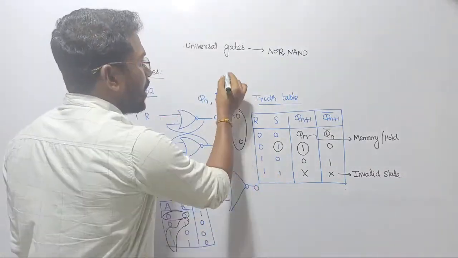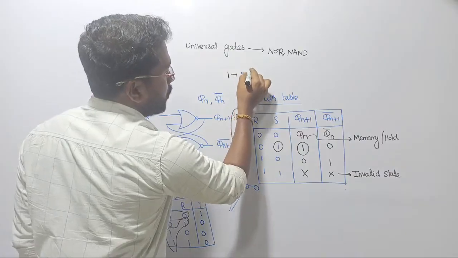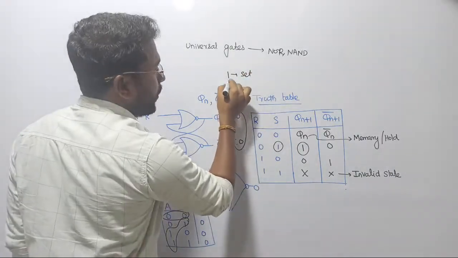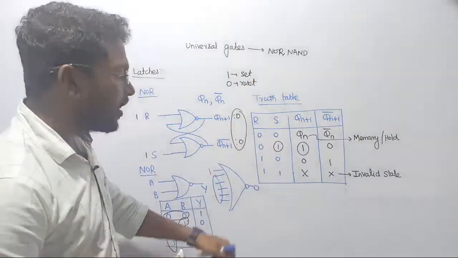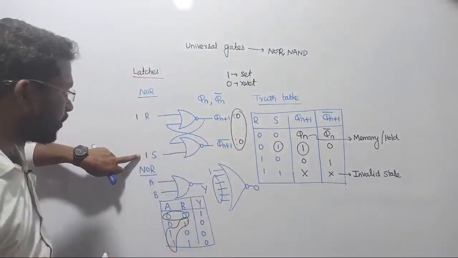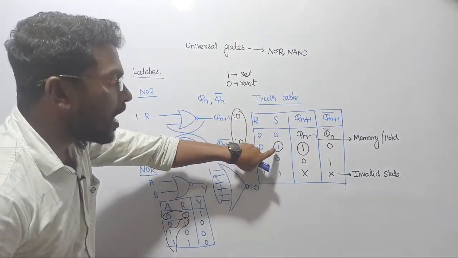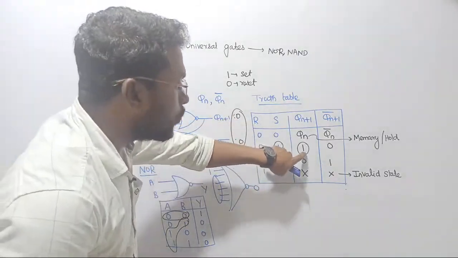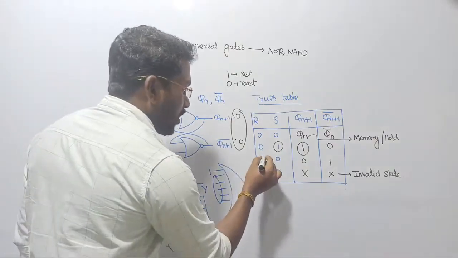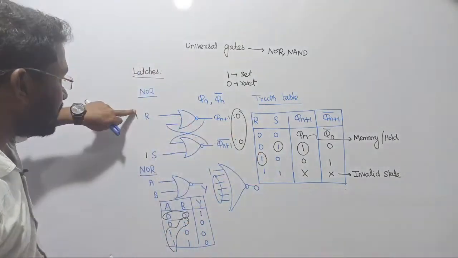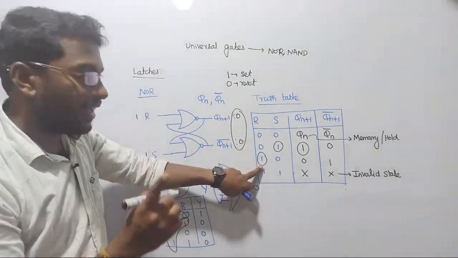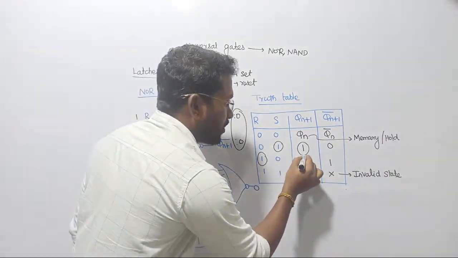So in positive logic, high pin denotes set, low pin denotes reset. Low pin means 0, and 0 denotes reset. According to this logic, whenever the set pin is a high active input, automatically the output will be set as 1. Whenever we consider 1 as the input on the reset pin, automatically the output is going to be reset.